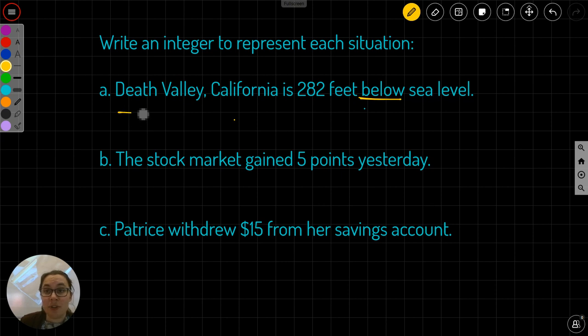Specifically, it's going to be negative 282. The elevation of Death Valley, California is negative 282 feet. All we have to write here is negative 282 specifically.